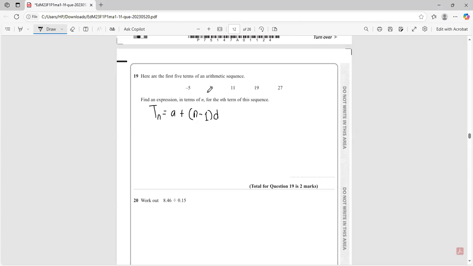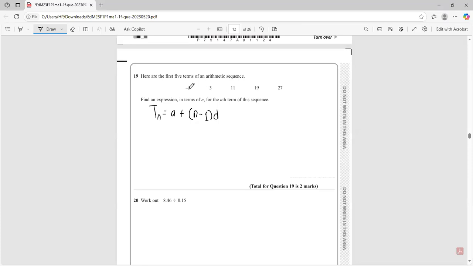Okay, let's look at the numbers first. Now, in an arithmetic sequence, each term is gotten by adding something to the previous term. Do you understand that fact? Yes. Good. So the first thing that we're going to establish is what? What is that number that is being added?